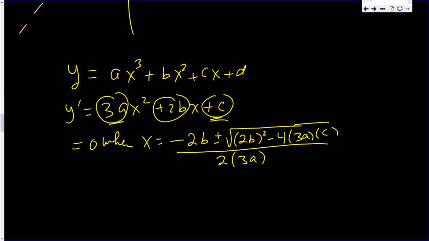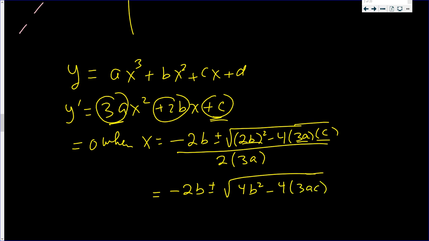This is where you have critical points on a cubic. Let's clean this up a little bit. So we have negative 2b plus or minus the square root of 2b squared, well that's 4b squared, minus, I'm going to leave the 4 as it is, I'm going to multiply by 3ac, all over 6a.